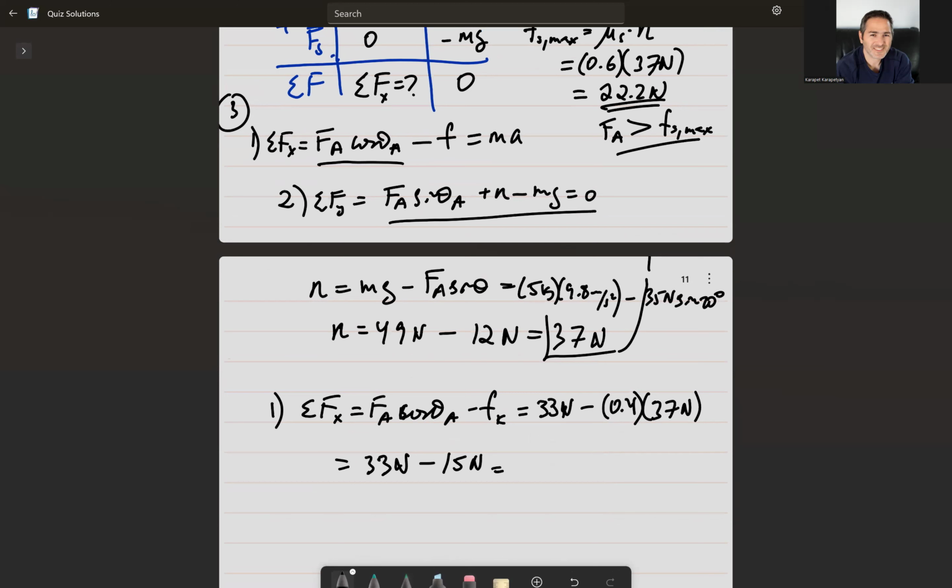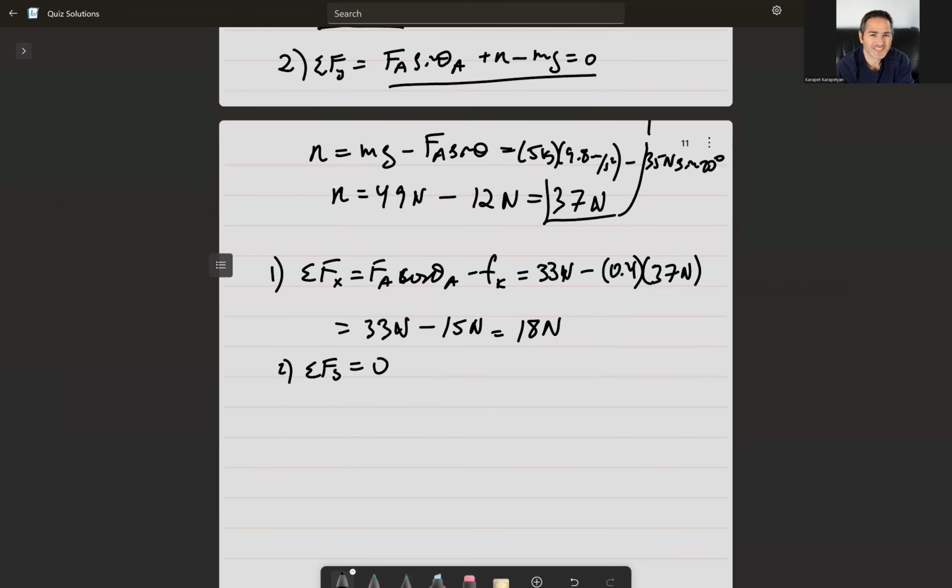So 33 minus 15, we get 18 newtons of the horizontal net force. And obviously, vertical net force, we know it's already 0, so we have that as well. Well, one of the things we have then is that, let's wrap up the answers. So then for the acceleration, obviously, if the net force in the y direction is 0, vertical acceleration is 0. But then horizontal net force produces acceleration because it's non-zero.